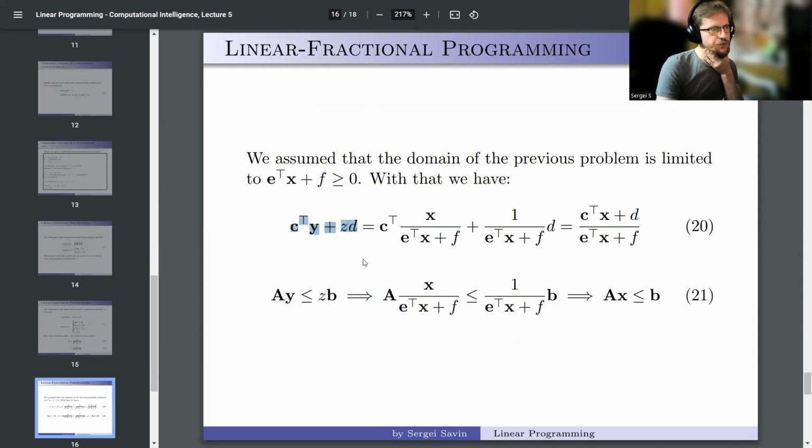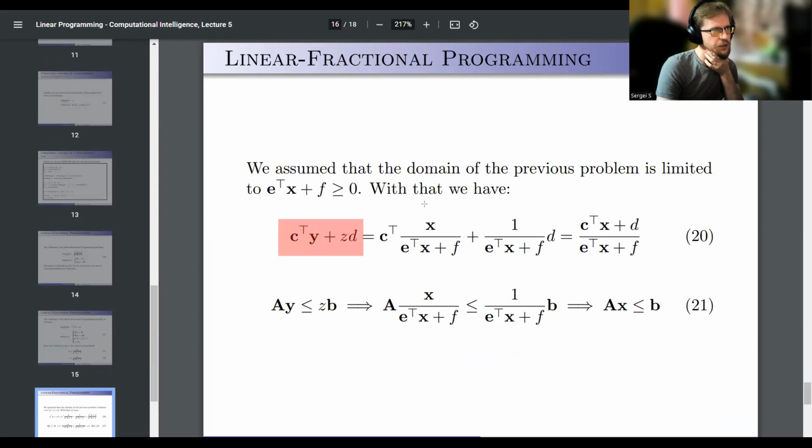So let's check everything else. Here's the derivation for the cost function. I will just quickly go over it one more time. This is the cost, and here we have our y, and here we have our z. And we see that when we substitute, we get the correct cost. So this is correct.